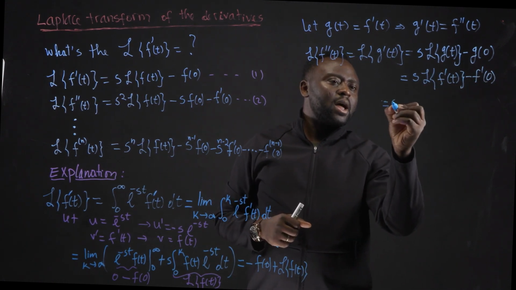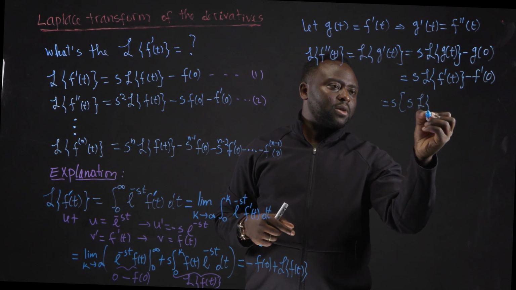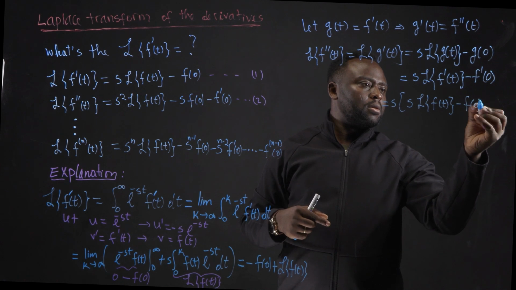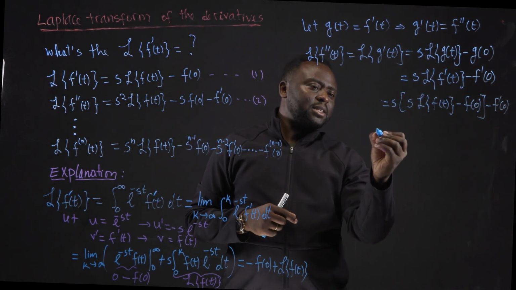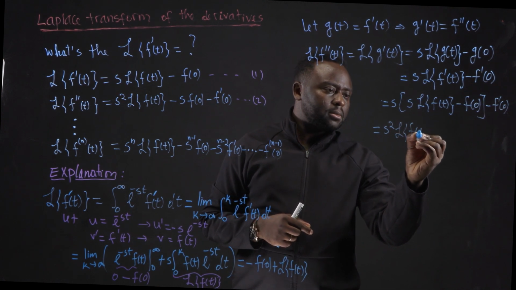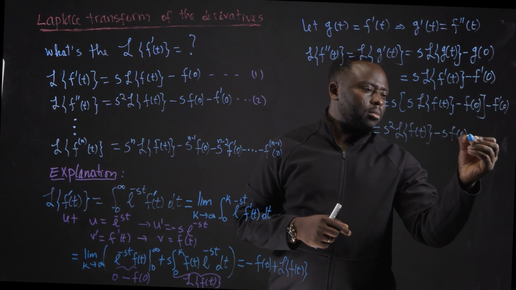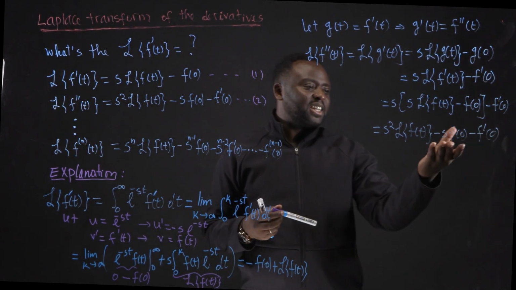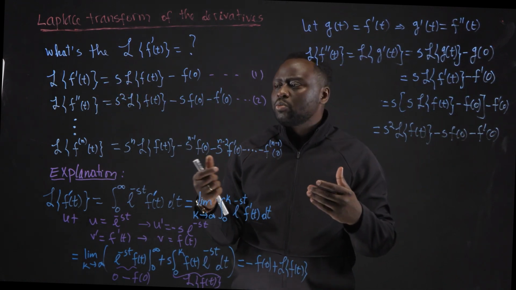Again, we substitute this part. The Laplace transform of f prime of t is given here: s times the Laplace transform of f of t minus f of 0. Then minus f prime of 0. And if you expand this, we obtain s squared times the Laplace transform of f of t minus s f of 0 minus f prime of 0. This is exactly the second formula. So we have proven the second formula.